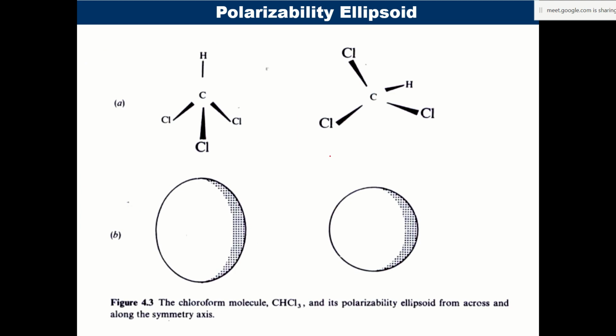CHCl3, chloroform: the polarizability ellipsoid from across and along the symmetry axis. So this is the principal axis. Along this there is more electron cloud in this direction, so this is your highest polarizability here, like this.